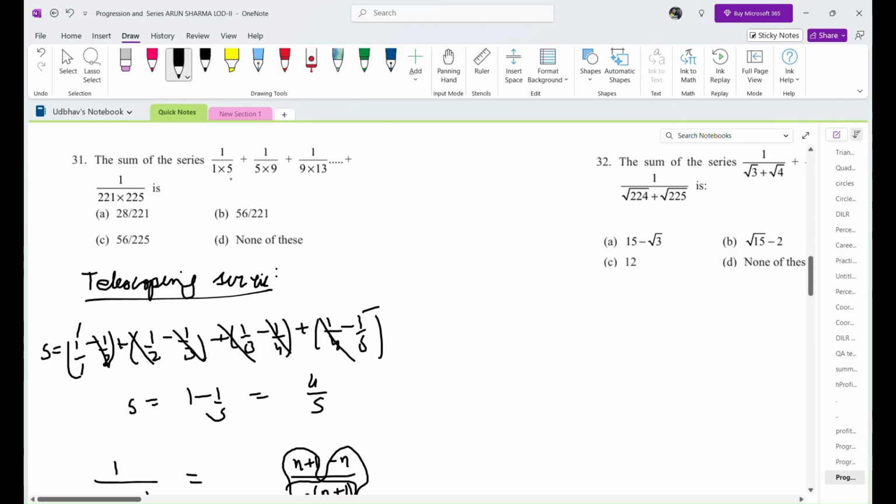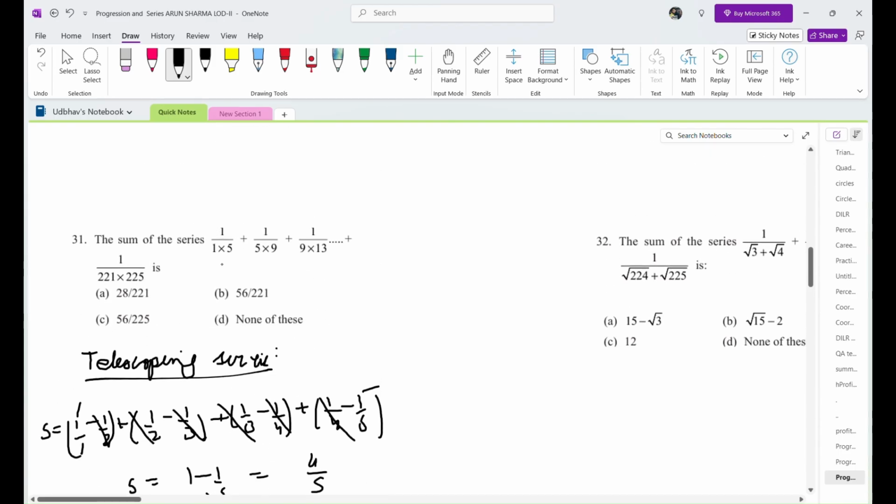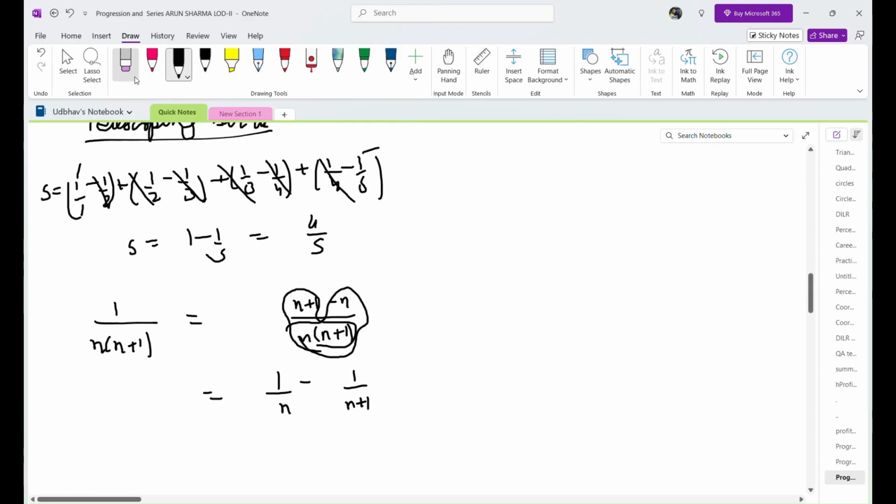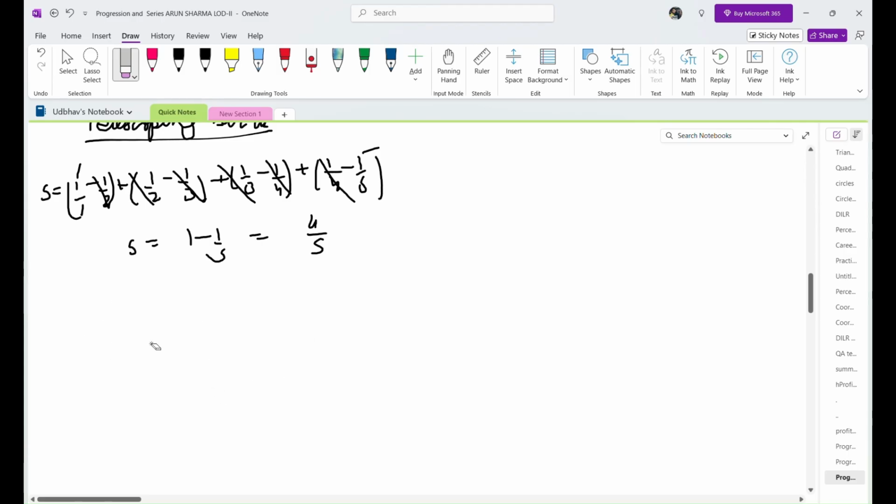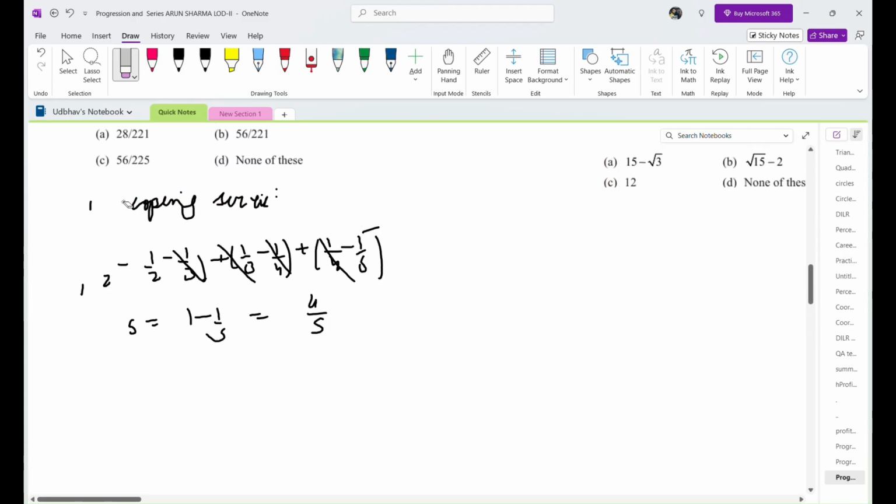And here also it is a similar kind of thing. It is 1 in the numerator, some number n in the denominator, and some number more than that. Although here that number is not just plus 1, here it is plus 4. So we have to think of some middle number to solve this. Let me just clear this out.